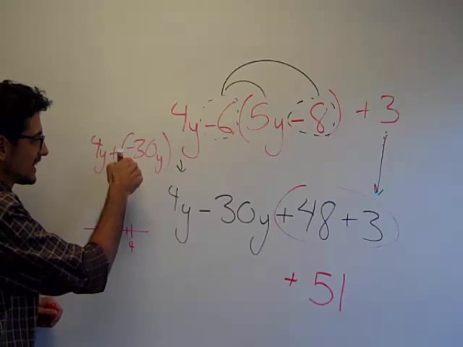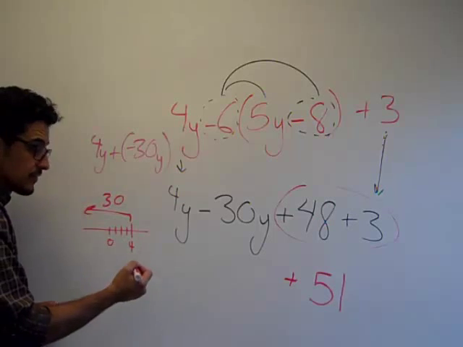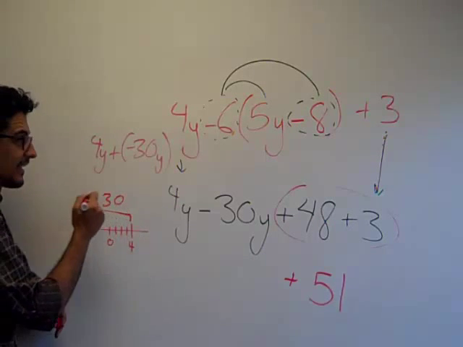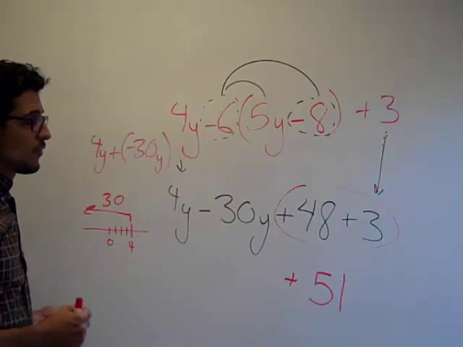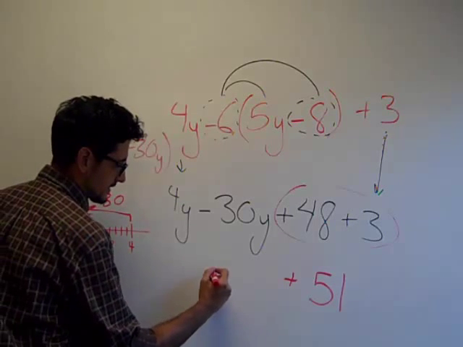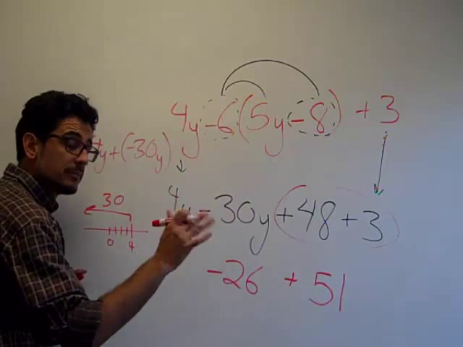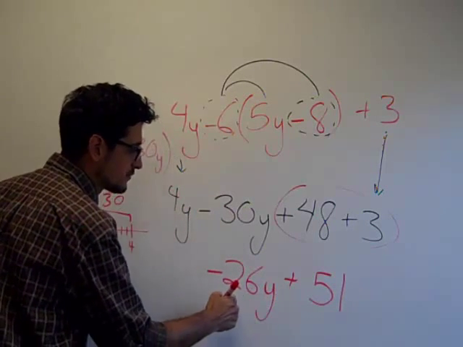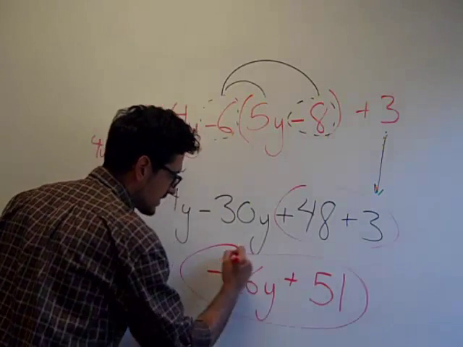And then I have to go to the left 30. I got to go 30 back this way. Alright, so that's going to send me way into negative land. Now, the answer to that is actually going to be negative 26. So we're going to be at negative 26, and we've got to keep the variable. The variable doesn't disappear, it stays on. So I'm at negative 26y plus 51. And this is my answer for this.